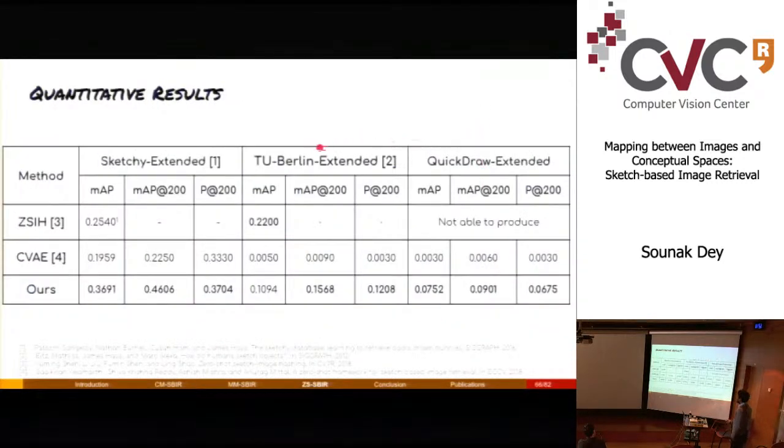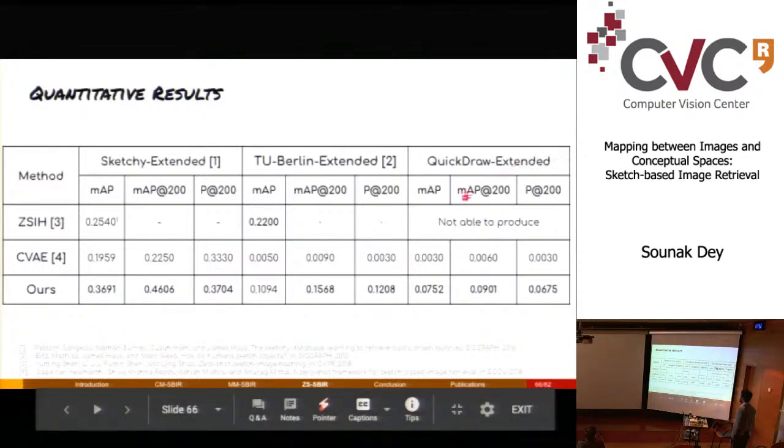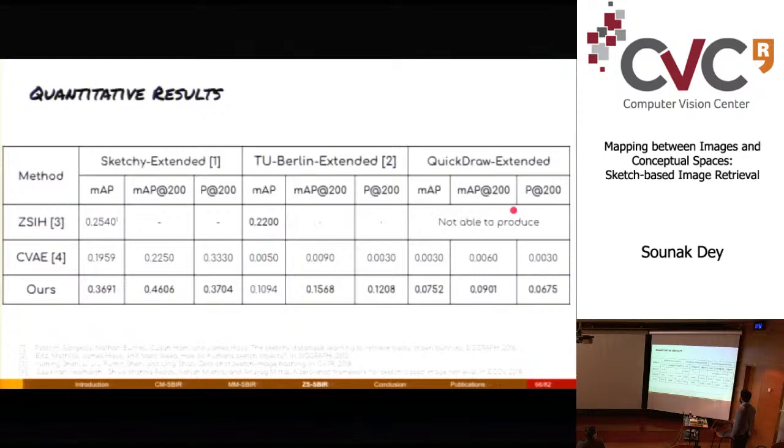So going into the quantitative results, just have a look at this. This is the Sketchy Extended and TU-Berlin, and this is the QuickDraw Extended dataset that we have come out with. Here is one of the works, zero-shot image hashing, that was there. We took the results on Sketchy Extended and TU-Berlin, but because they were not providing the code, it was very hard for us to replicate their work. So the results in QuickDraw could not be reproduced.